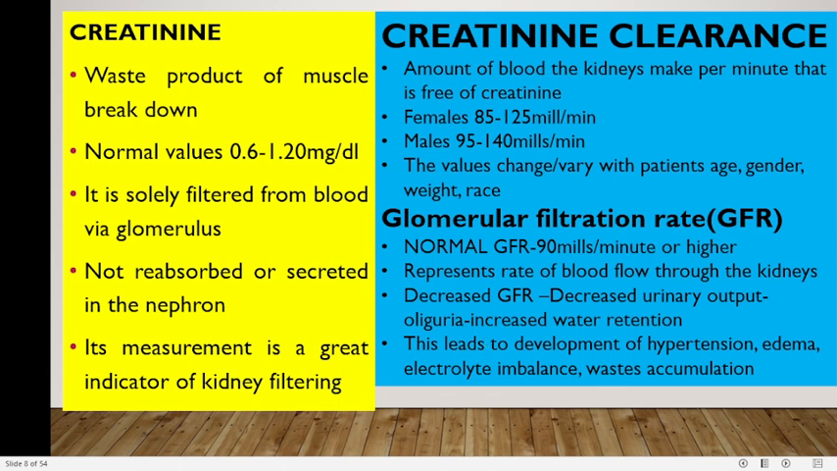So guys, we have this important waste, creatinine. This is normally a waste product of muscle breakdown, and the normal values, as we have indicated, range from 0.6 to 1.2 milligrams per deciliter. It is solely filtered from blood via the glomerulus. It's not reabsorbed or secreted in the nephron. Thus, it provides the best measurement of kidney filtering.